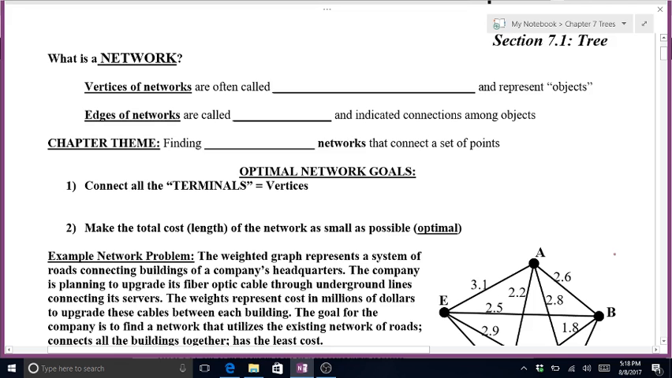Today we start Chapter 7, which is on trees and networks. Chapter 7, Section 7.1 is just about the basics of a tree. So the first thing we need to talk about is, well, what is a network? Okay, so we're still sticking with the whole theme of graphs. A network is any connected graph.